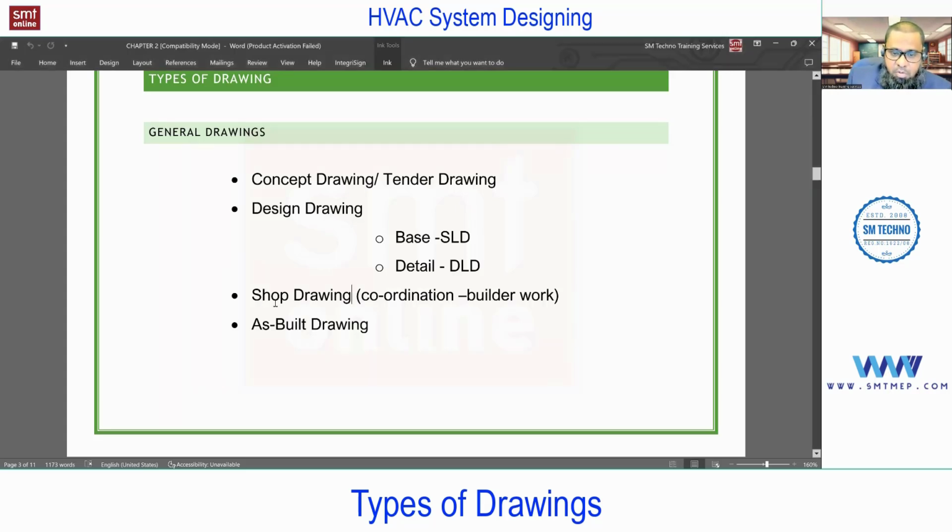So remember, the shop drawing is a detailed drawing, or an updated drawing of the design drawing, which is required for execution, for installation on site. We can also call it the installation drawing. Technically we call it the shop drawing. You can call it the installation drawing, which is required from the installation point of view, and you'll find the details for the hangers, almost all the details required for installation.